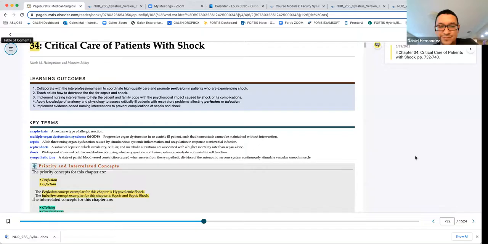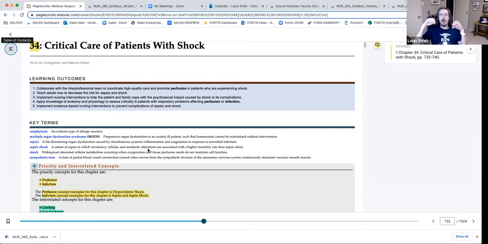All right, so now we're going to be on chapter 34, and we're going to go over caring for patients with shock. Like I always say to everybody I've ever talked to, shock is shock is shock. All shock is the same in this point only. What does shock say? Widespread abnormal cellular metabolism occurring when oxygenation and tissue perfusion needs do not maintain cell function. So shock just means your organs are not being perfused.